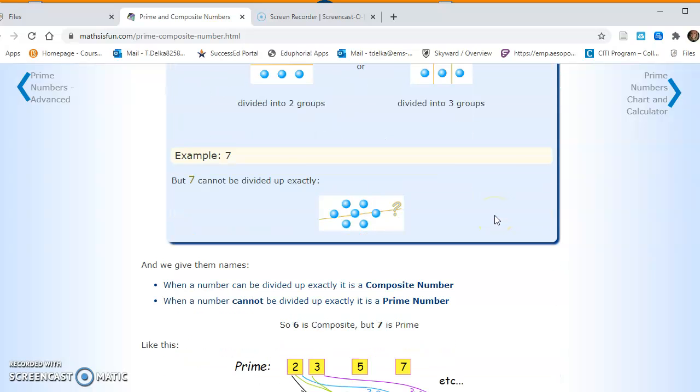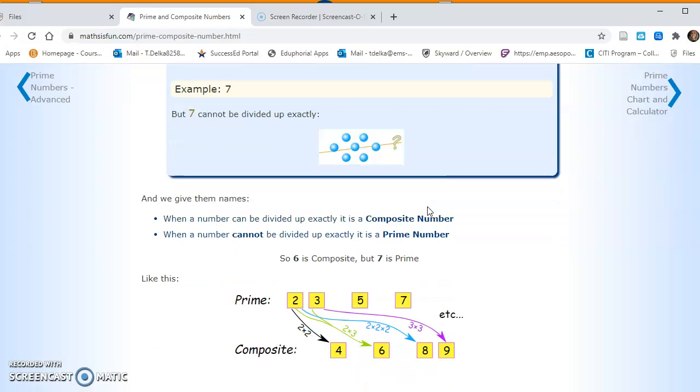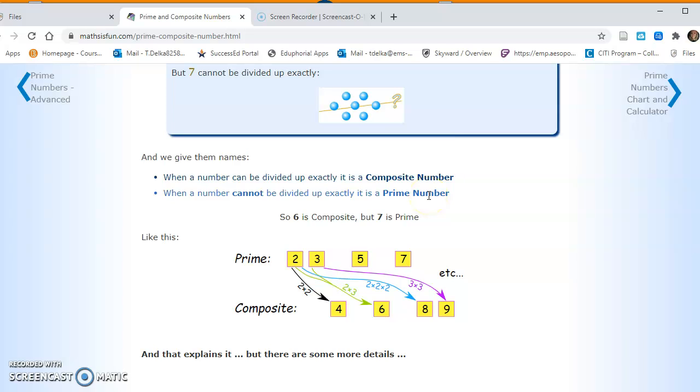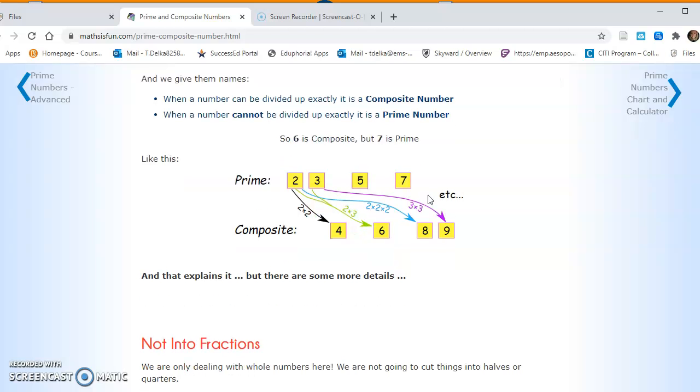An example though is like number 7. You cannot divide it up exactly. You could have 3 in one group, 3 in another, but then you'd have this one extra sitting out, and you can't slice it in half and get a whole number from it. So therefore it's not composite, it's prime. And we give them names. When a number can be divided up exactly, it's called composite. If it cannot be divided up, it's prime. So 6 is composite, but 7 is prime.